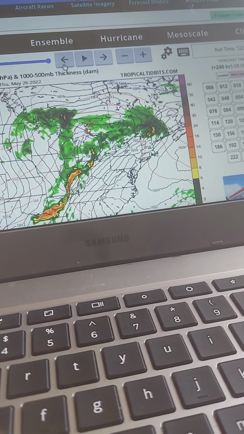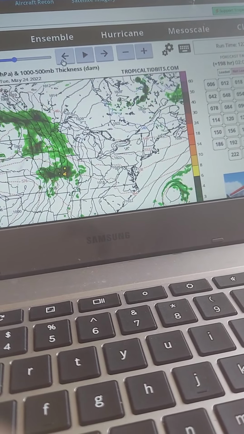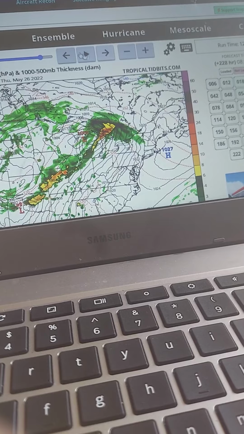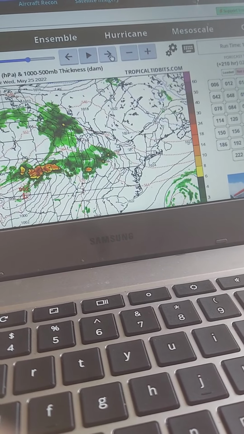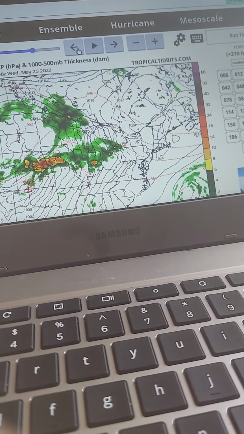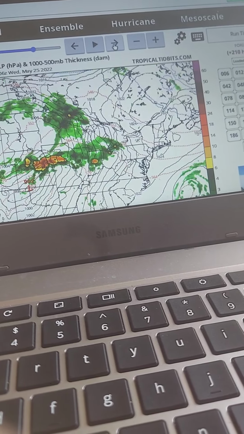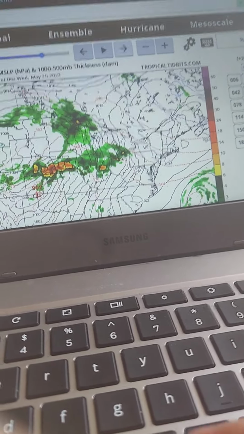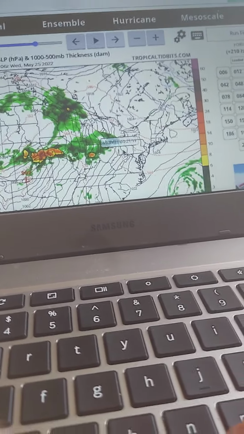Severe weather season is going to end in August, but our storm season is beginning. We're getting closer to our storm season. We could have storms on the 25th in PA. Could have some severe weather on the 25th, on Wednesday.